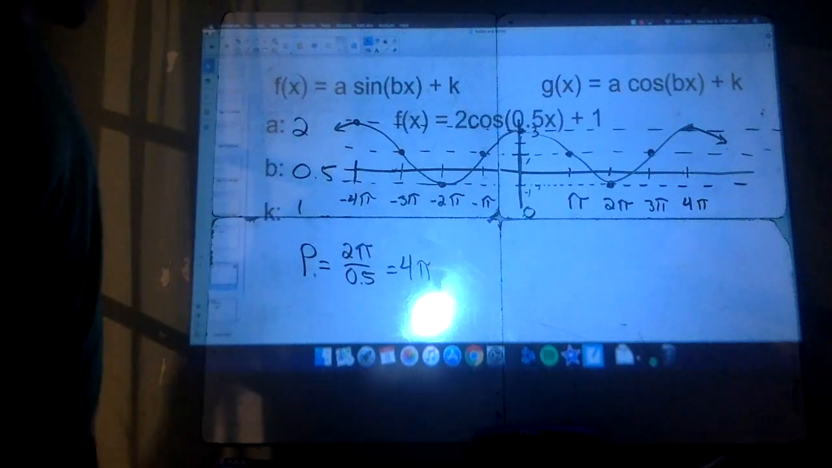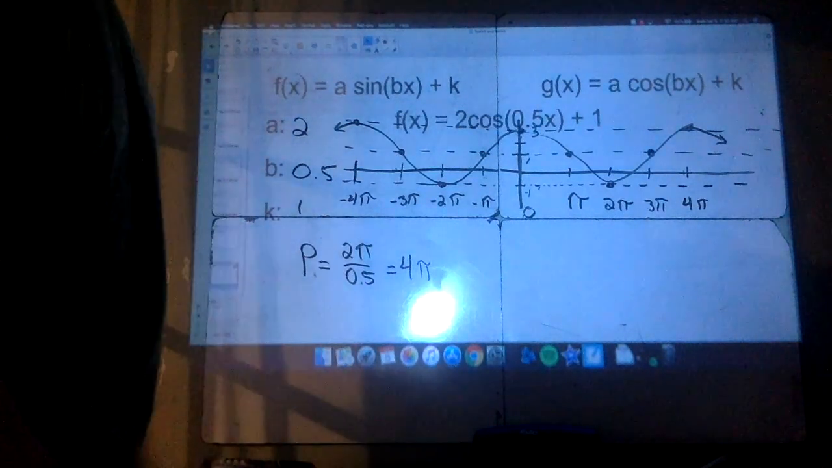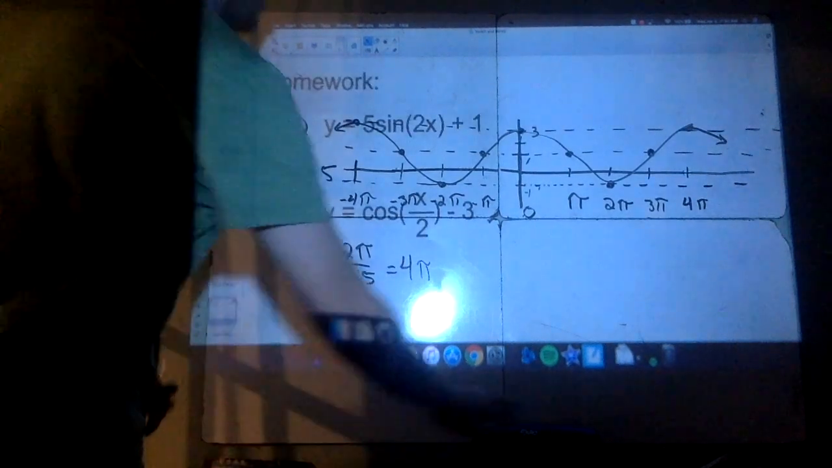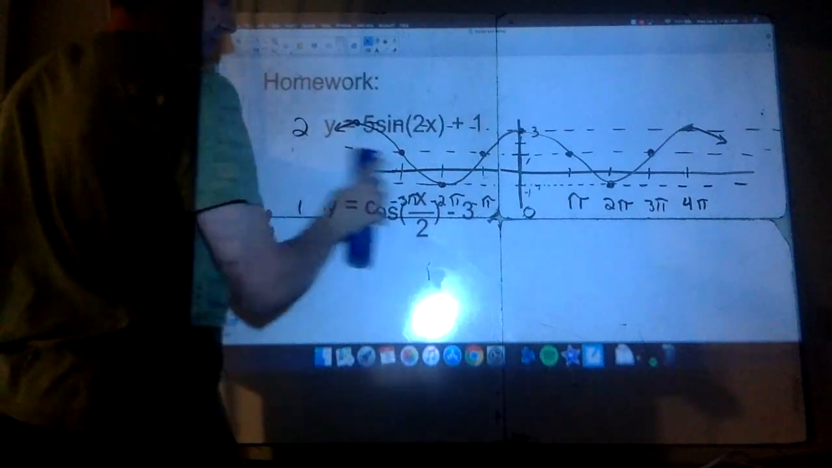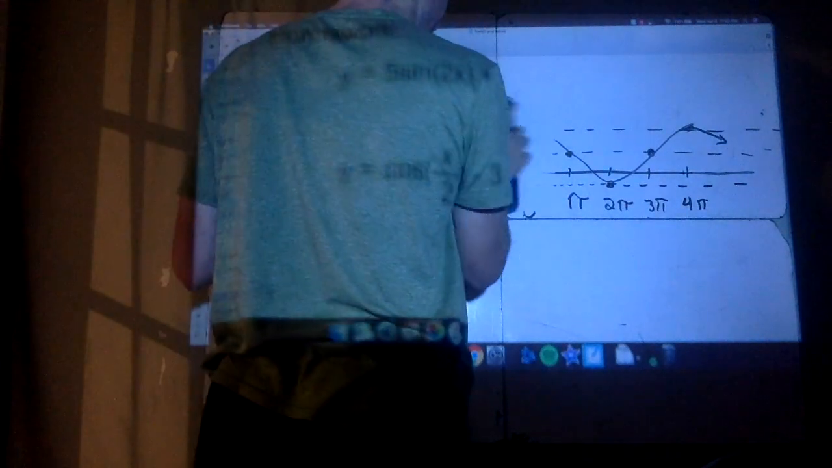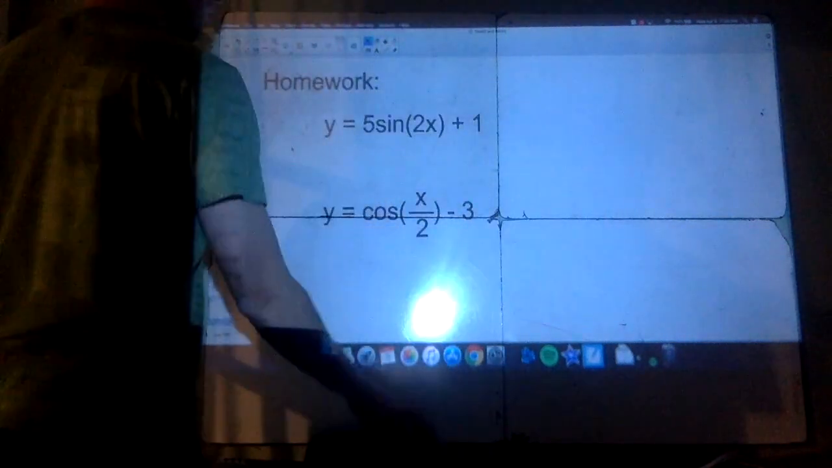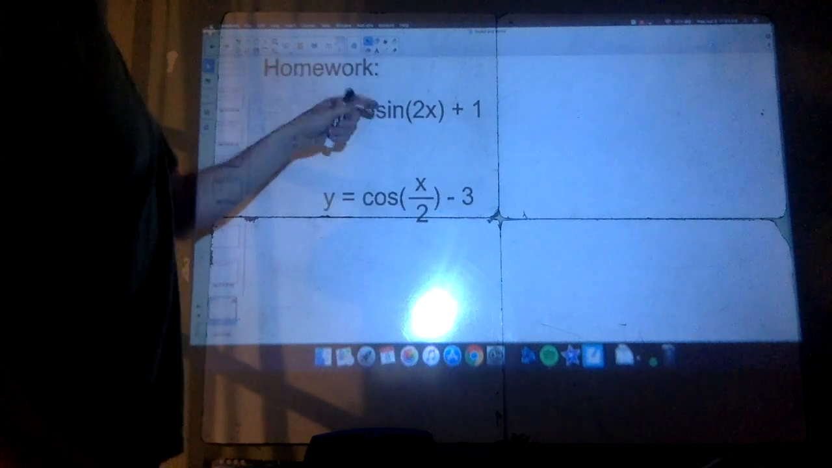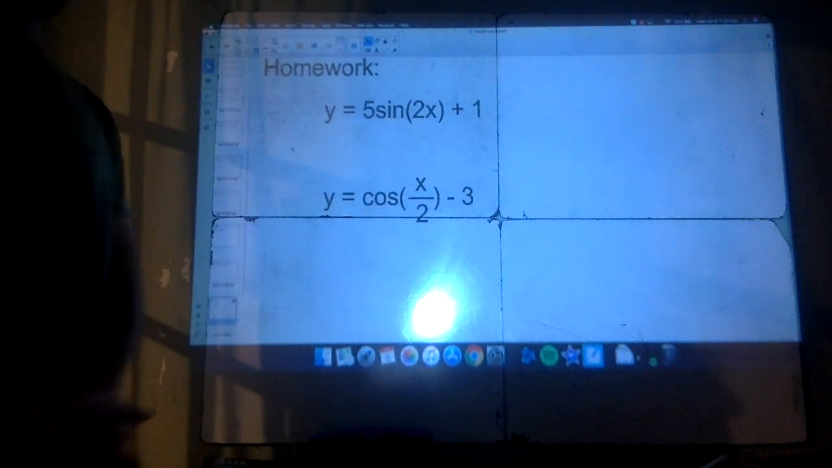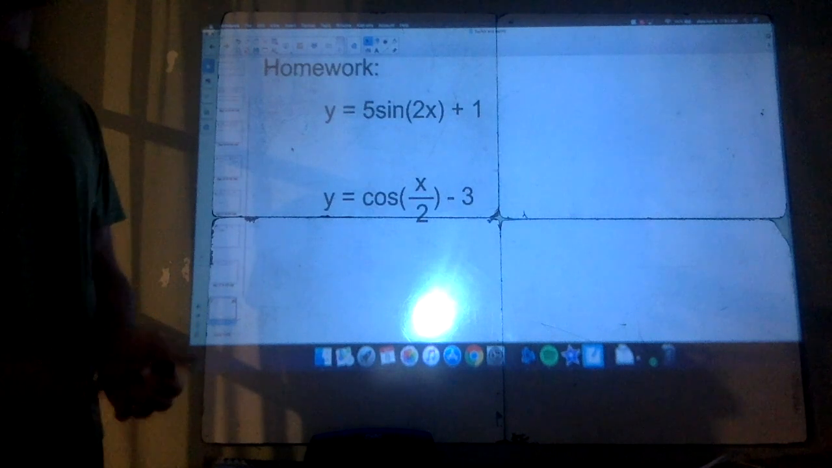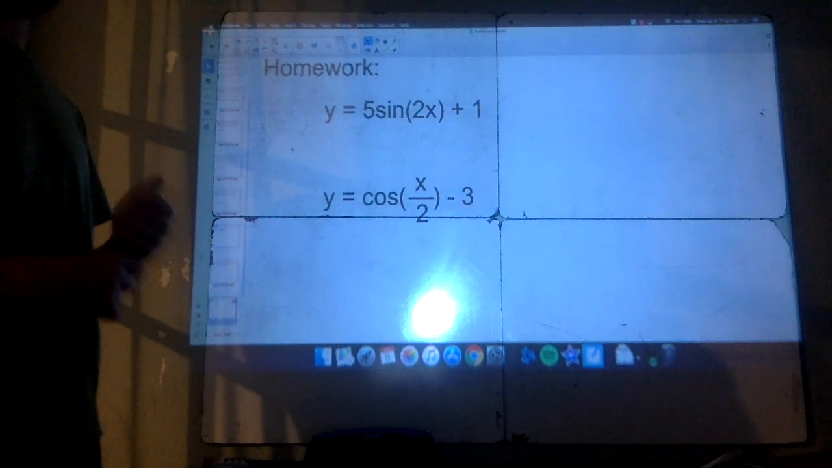So to clean today up, I almost keep touching the next arrow on the smartboard or on my whiteboard like it's going to work. To keep it up, we have 2 homework assignments I want you to do, take a picture of, and upload to our Google Classroom. So the first one is 5 sine of 2x plus 1, and the second one is cosine of x divided by 2 minus 3. So 2 graphs for you to try and upload a picture of.